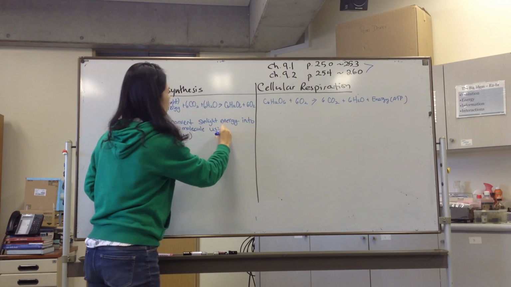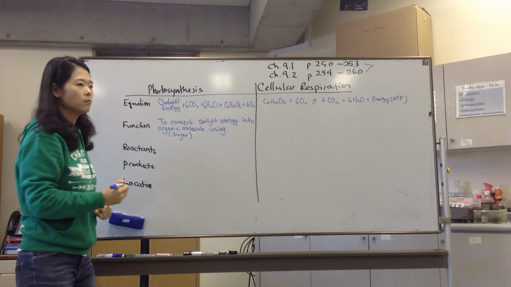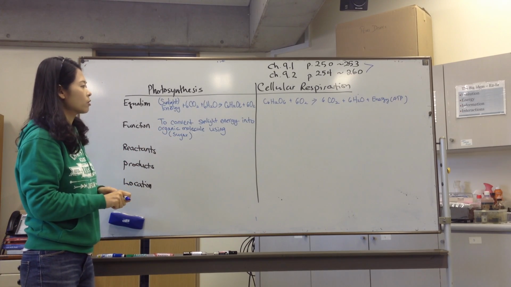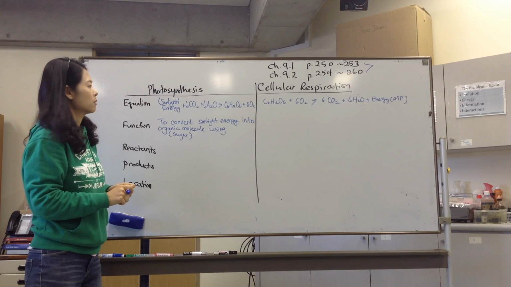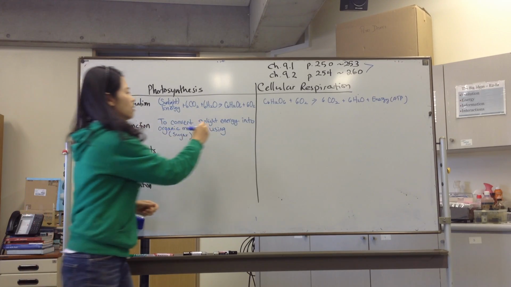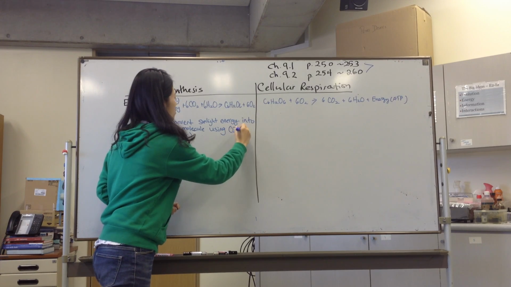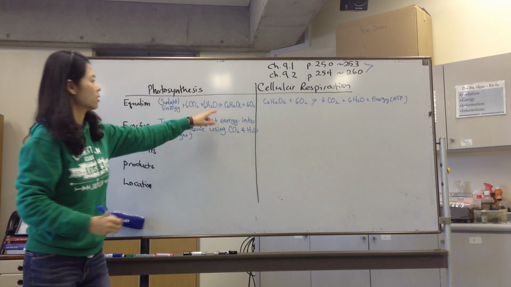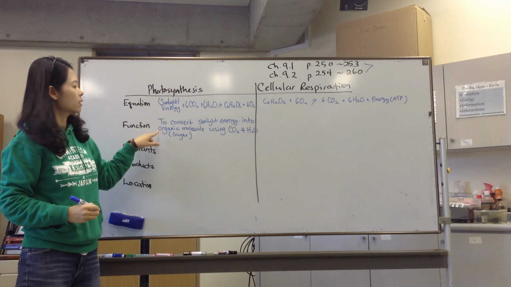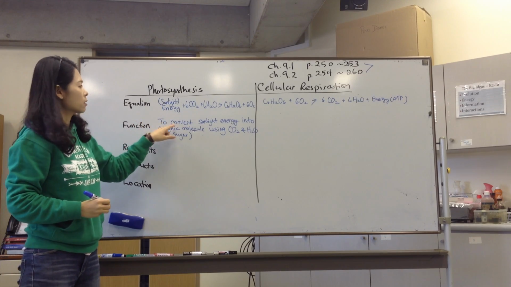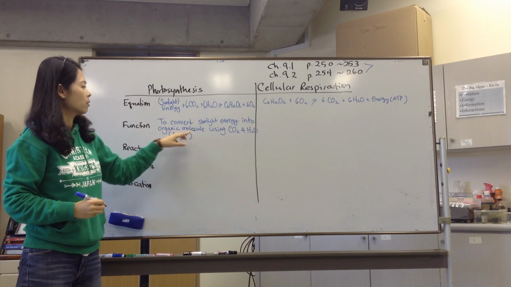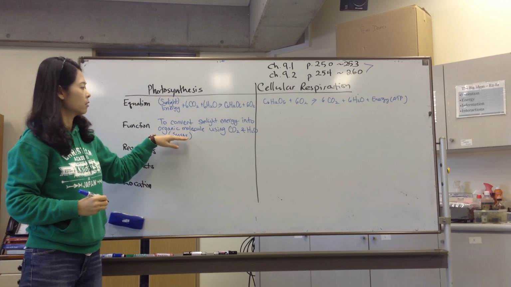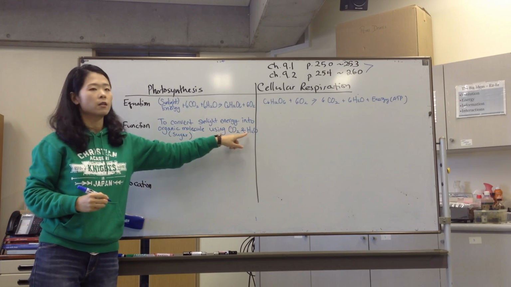using what? Convert sunlight energy into organic molecule using, what do we need? Carbon dioxide, sunlight, and water. We already mentioned sunlight, so using carbon dioxide and water. Okay, so that gives a summary of the equation: to convert energy into organic molecule or organic compound using carbon dioxide and water.